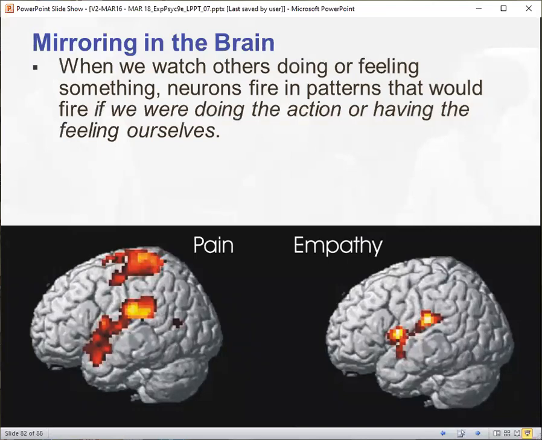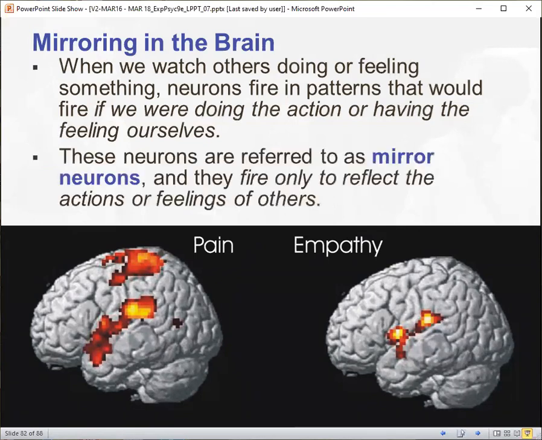When we watch others doing or feeling something, neurons fire in patterns that would fire if we were doing the action or having the feeling ourselves. That's what we're seeing mirrored in the brain. So these neurons are referred to as mirror neurons, and they fire to reflect the actions or feelings of others. What we see at the very bottom here, in this image, is that the brain of the person empathizing or mirroring the feelings of another is firing in some of the same areas as the person experiencing the pain. Notice that the areas are more closely related to the emotional anguish than the physical sensations.